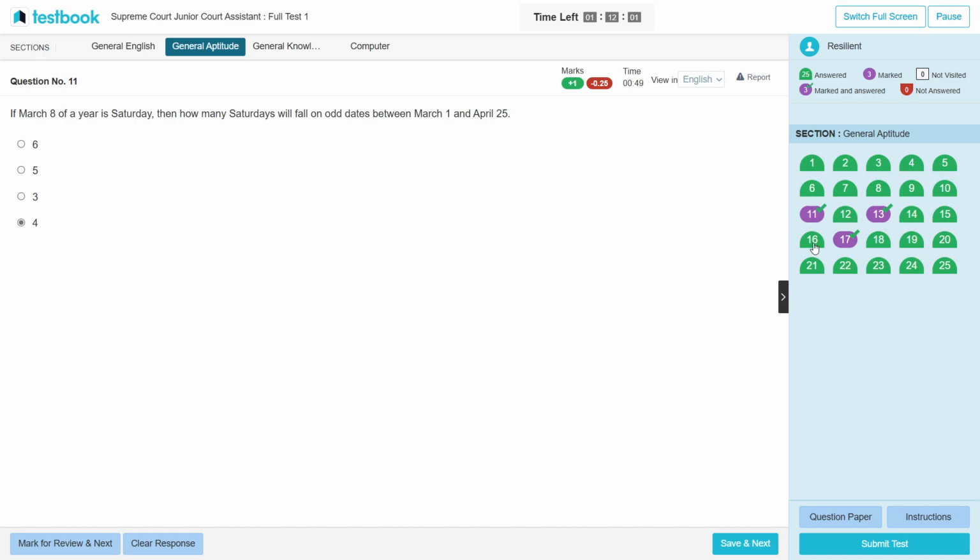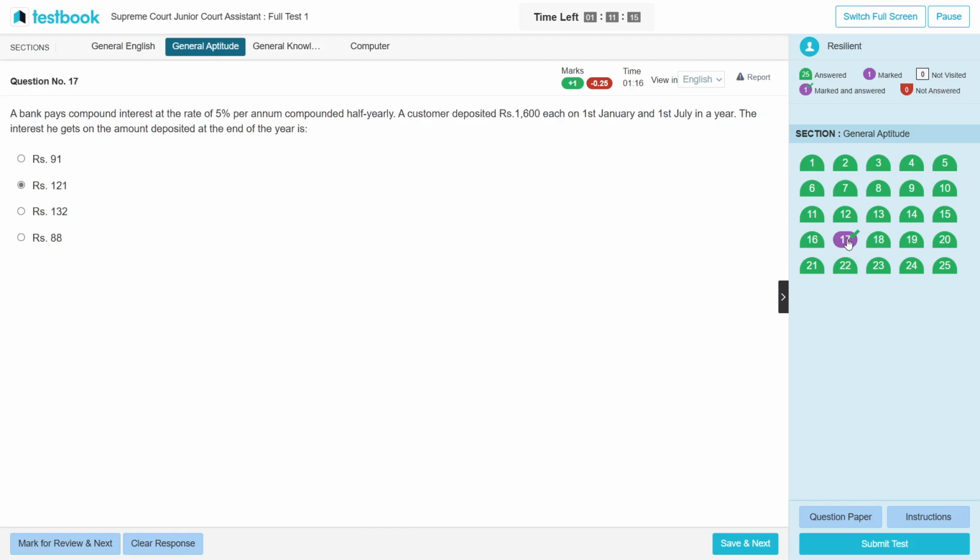If March of a year is a Saturday, how many Saturdays will fall on odd dates between March 1 and so on? 1, 8, 15, 22, 29, 30, 31, 1, 2, 3, 4, 5, 12, 19 और ठीक है, 4 ही आएंगे. Preceded by symbol, alphabet, prime number.